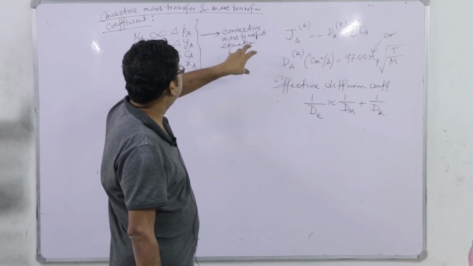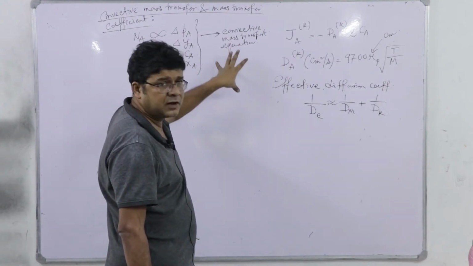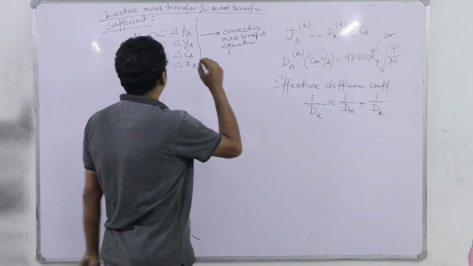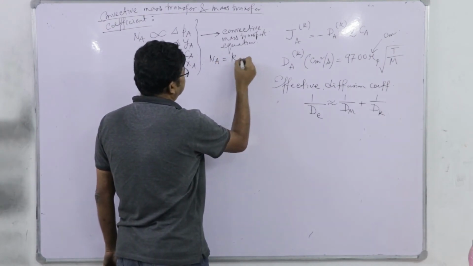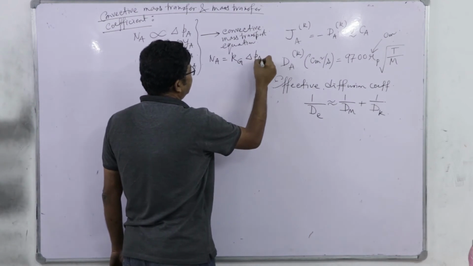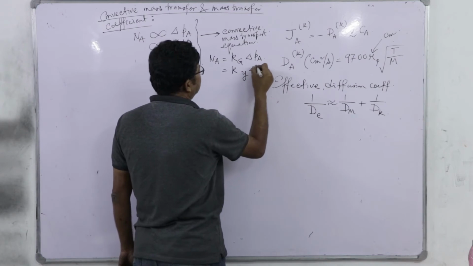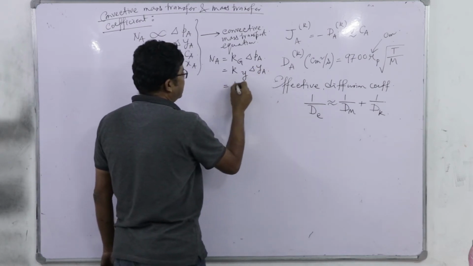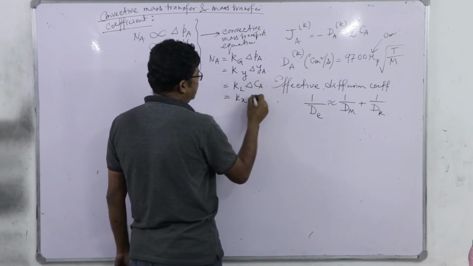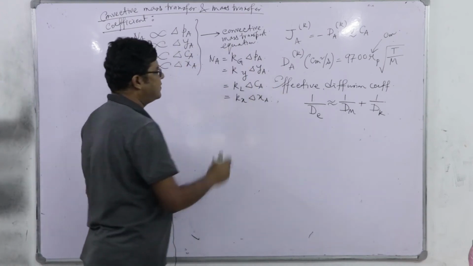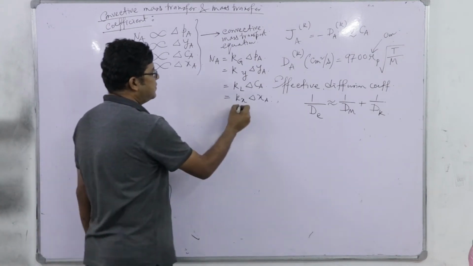So, here the thing is that first let us generalize this expression with incorporation of certain empiricity. And what is empiricity? Empiricity is in terms of this coefficient. So, here we will write Kg into delta Pa, or we can write Ky into delta Ya, or we can write Kl into delta Ca, or it is Kx into delta Xa. So, these K's are basically what? They are mass transfer coefficients.